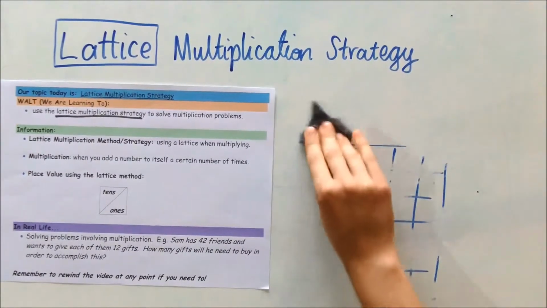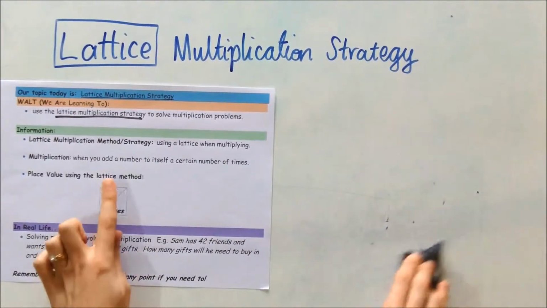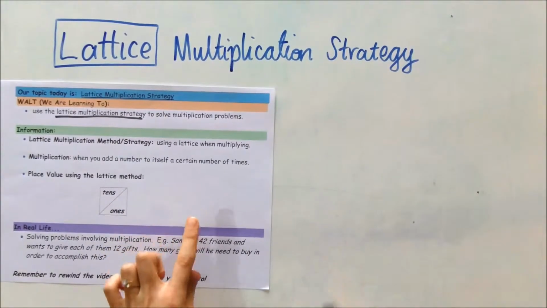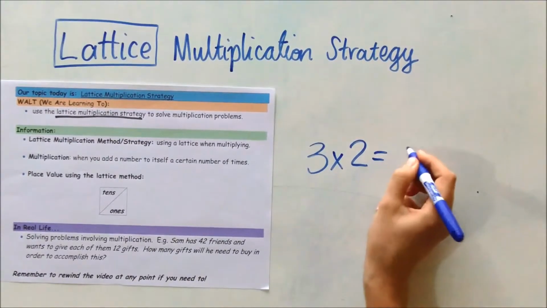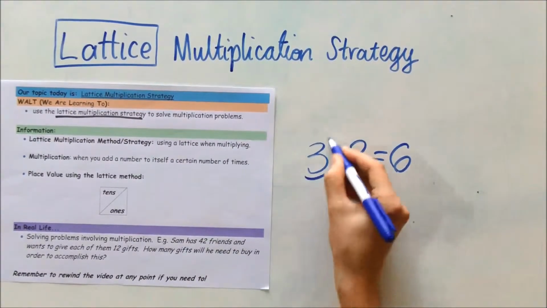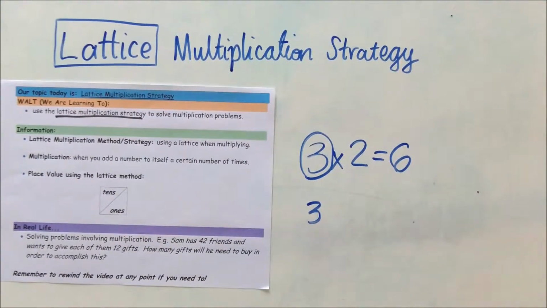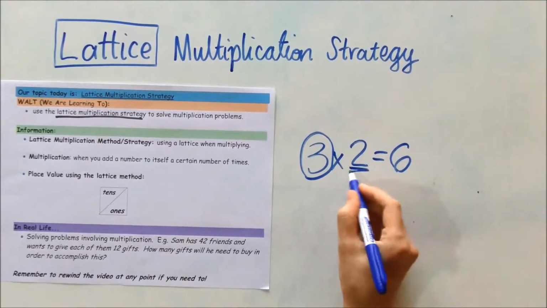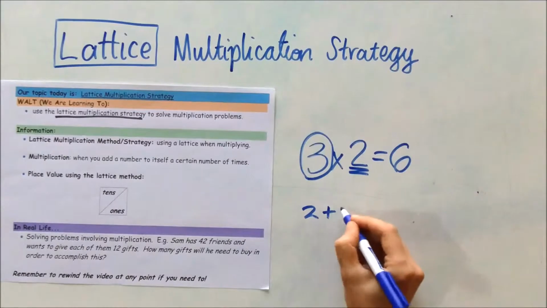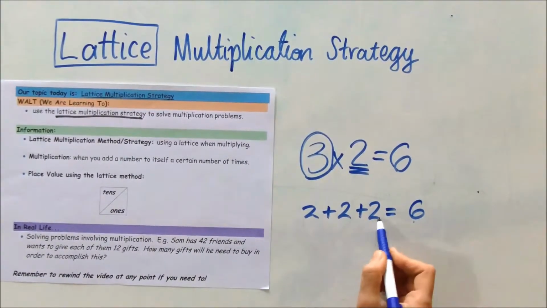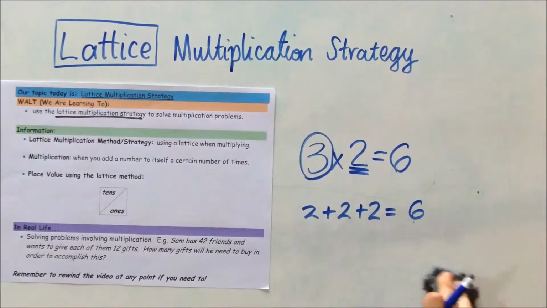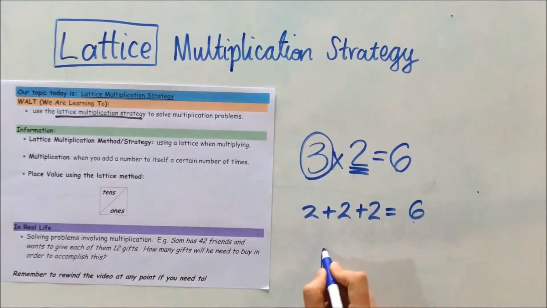Just a quick recap that multiplication is when you add a number to itself a certain number of times. For example, we have 3 times 2 equals 6. There are 3 lots of 2. So we've got 1, 2, 3 lots of 2, 2, 4, 6. 6 is the answer to 3 times 2. Now, the lattice method just uses the boxes or the lattice and breaks it up into place value.